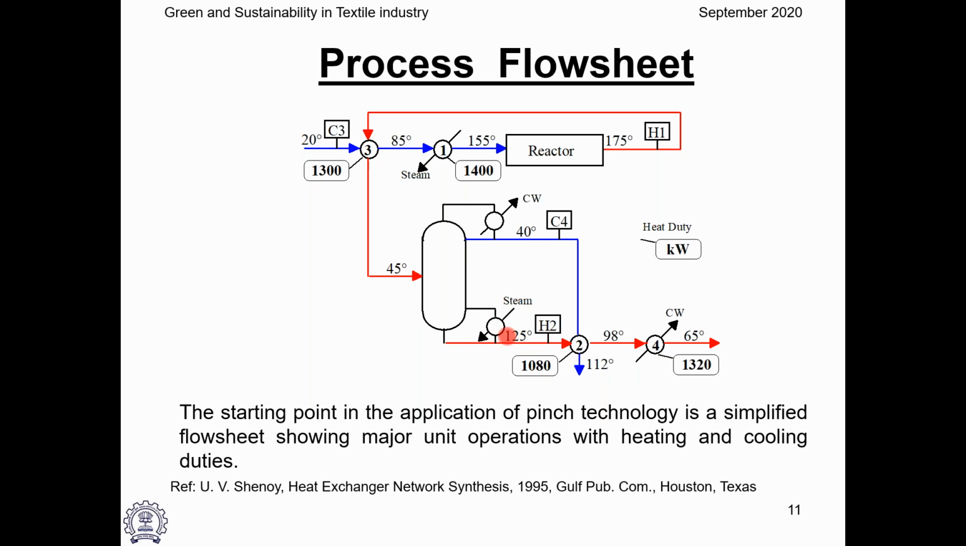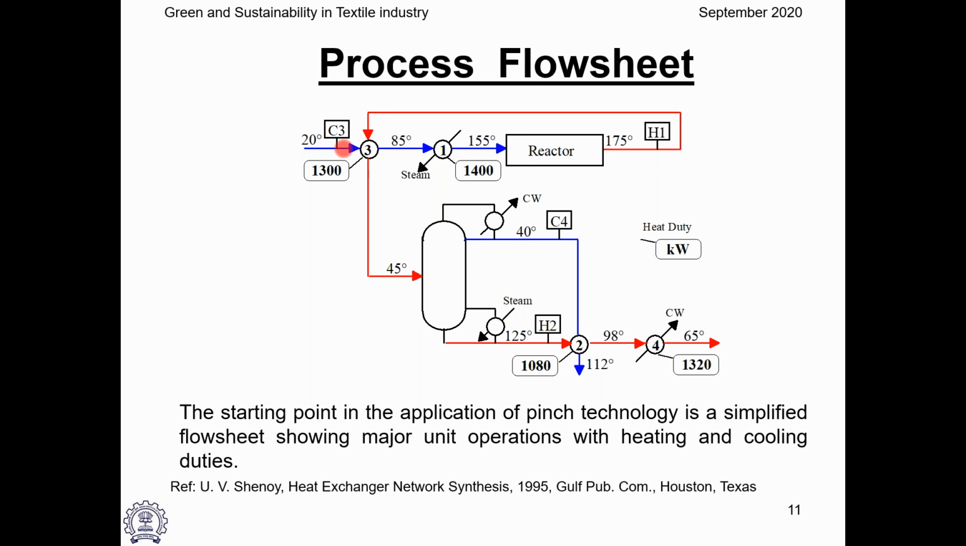The bottoms of the distillation column comes at 125 degrees centigrade. It's cooled to 65 and goes to a storage tank. So you can see that the stream H1, which starts from 175, we have to cool to 45. It's a hot stream. H2 starts from 125, goes to 65. It's another hot stream. That's why I call it H1 and H2. C3 starts at 20, goes to 155, an increase in temperature. It's a cold stream, C3. And 40 is increased to 112. So that's another cold stream, C4. So you have 2 hot streams and 2 cold streams, a simple problem. And I have taken the problem from Professor Shenoy's book, just to demonstrate the entire concept.